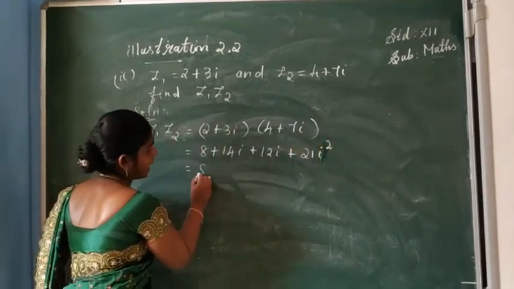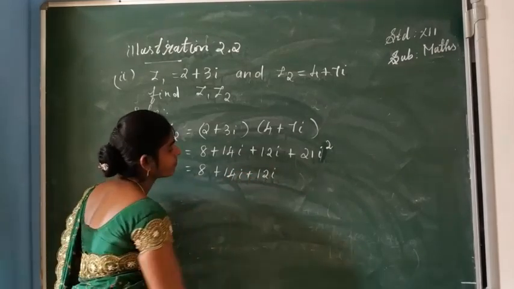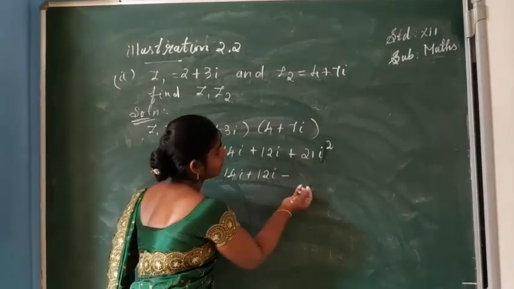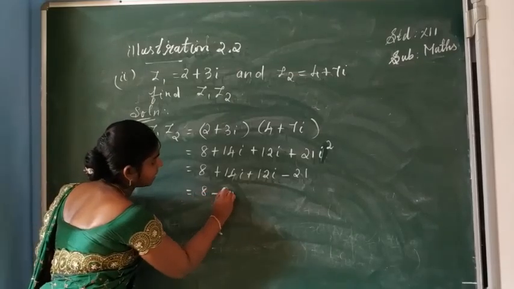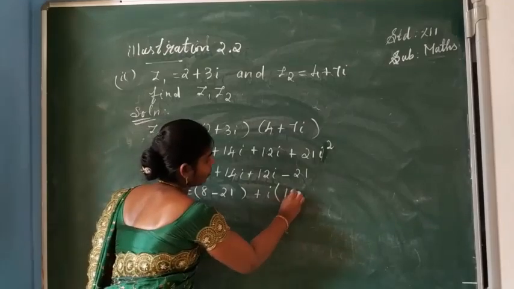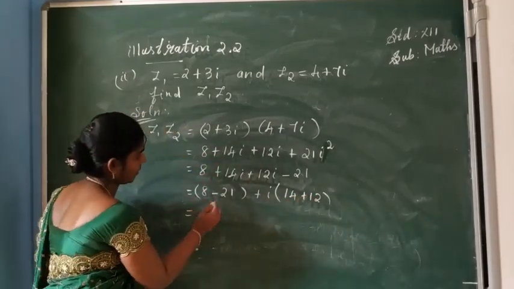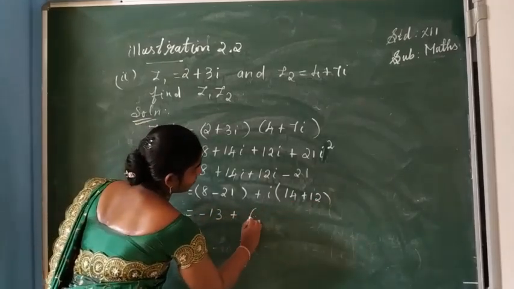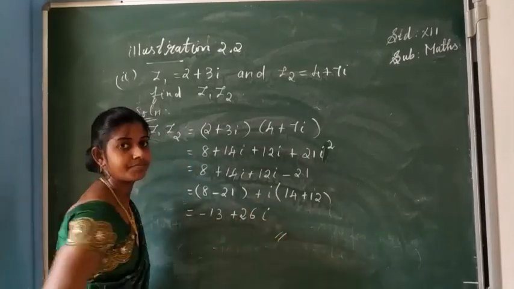Equal to 8 plus 14i plus 12i. Here i square value is minus 1. So minus 21. Equal to 8 minus 21 plus i into 14 plus 12. That's equal to minus 13 plus 26i. This is the answer.